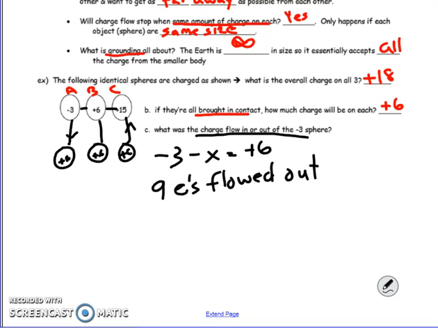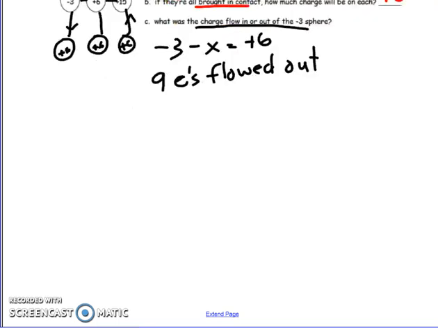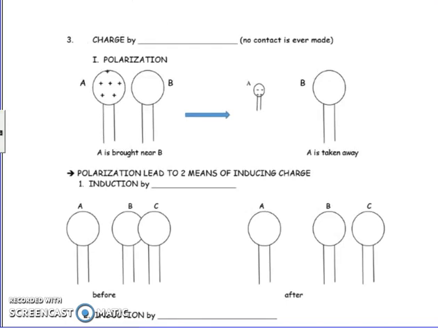Okay, so again, positives aren't allowed to flow, so if something becomes more positive, it's not because it gained positives, it's because it lost negatives. All right, so that's the first two. Those are pretty straightforward. The next step in how we can charge things is a little bit more subtle. So I'm going to give two examples, and then I'll stop, and then we'll do the rest in class tomorrow, something that's easier for me to show.